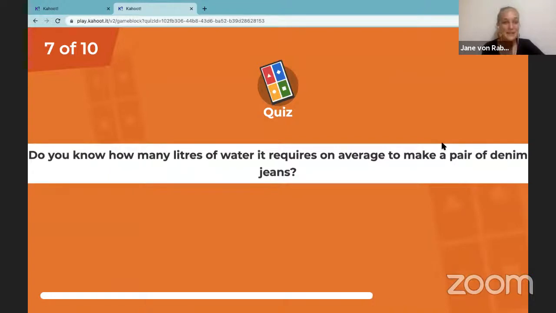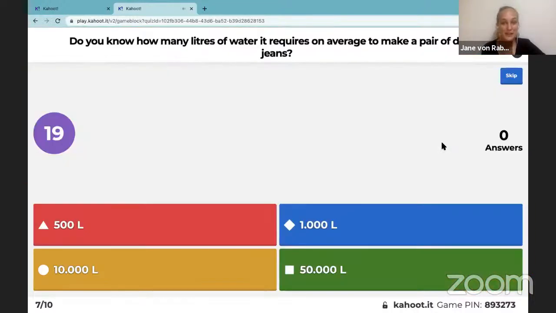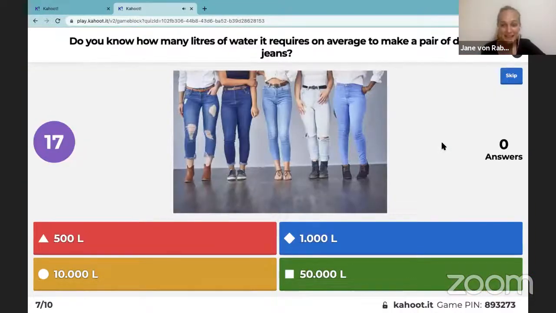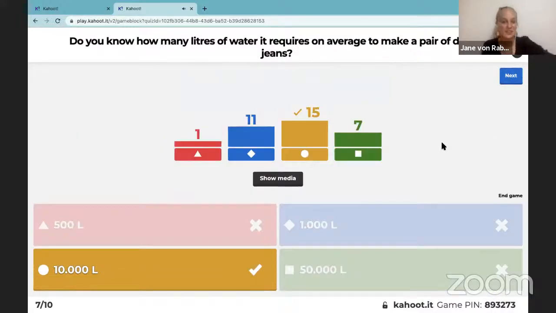Do you know how many liters of water is required on average to make a pair of denim jeans? I don't know the answer, but you should really be wearing your jeans for a long time. Also, if you speak to Levi's and Stella McCartney, they actually never wash their jeans. You don't need to put it into the laundry until it's really dirty. You can just rinse it and remove stains. You can read up on this, but basically washing jeans is really bad.